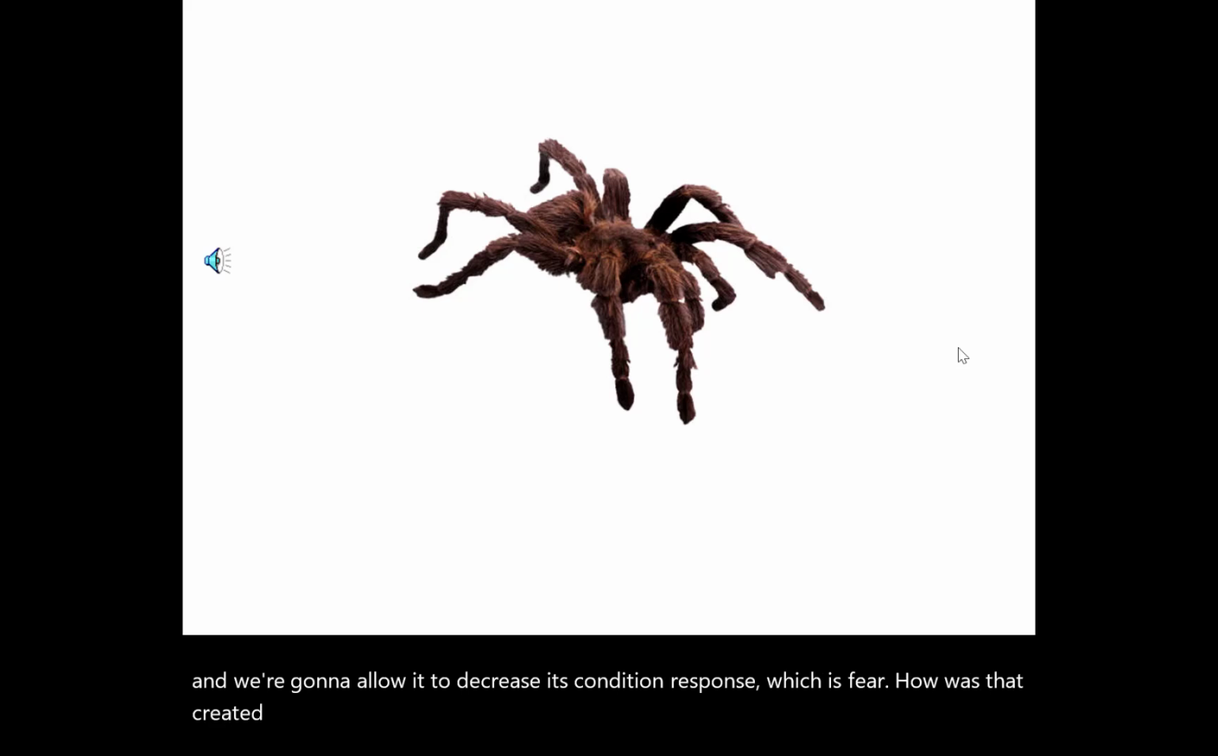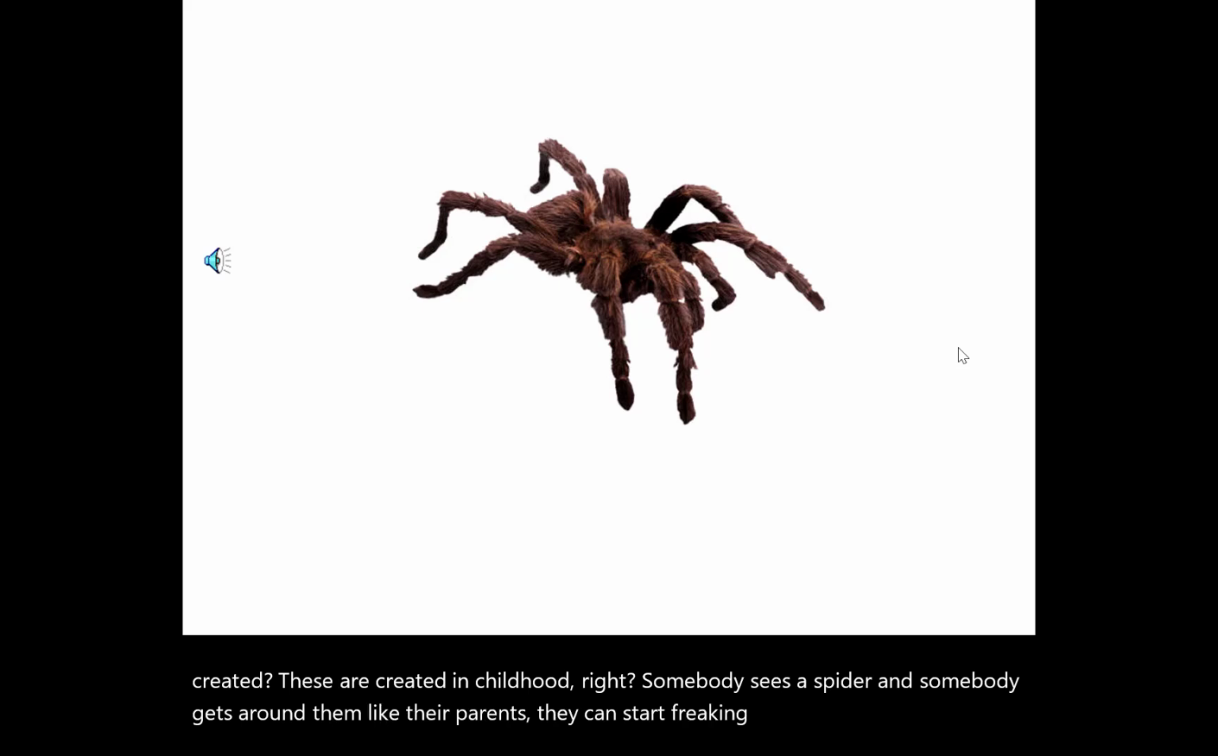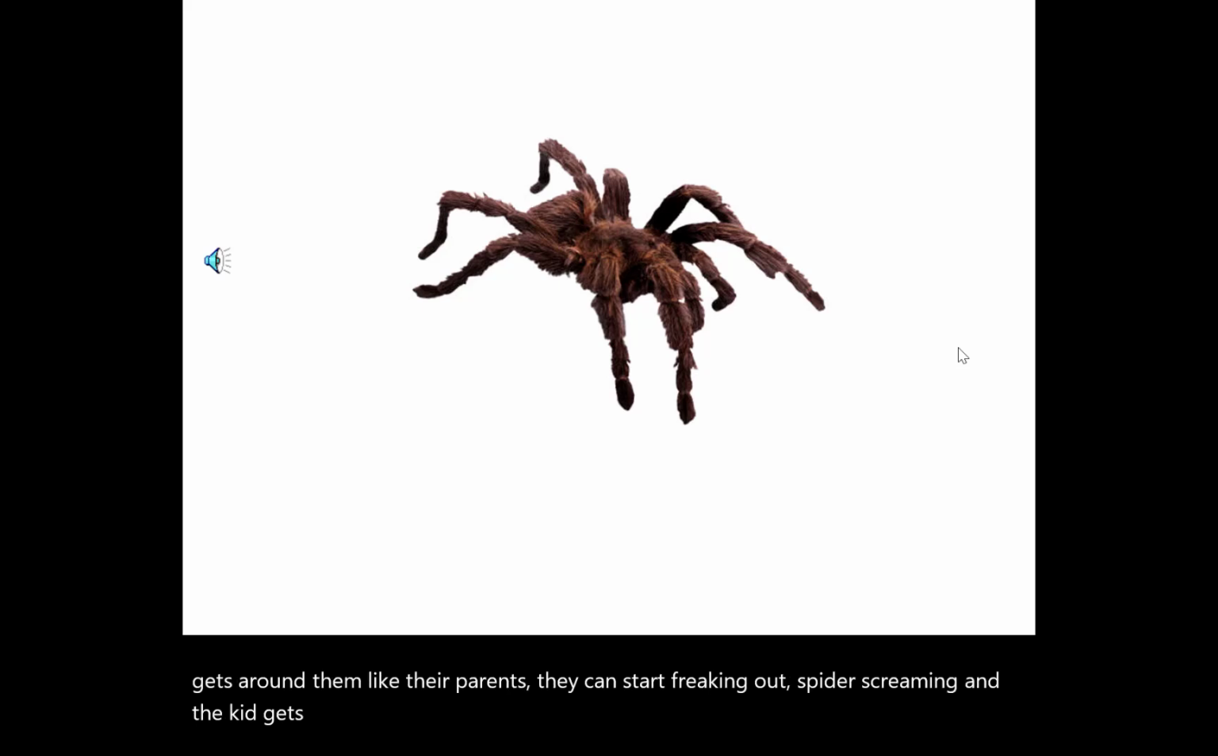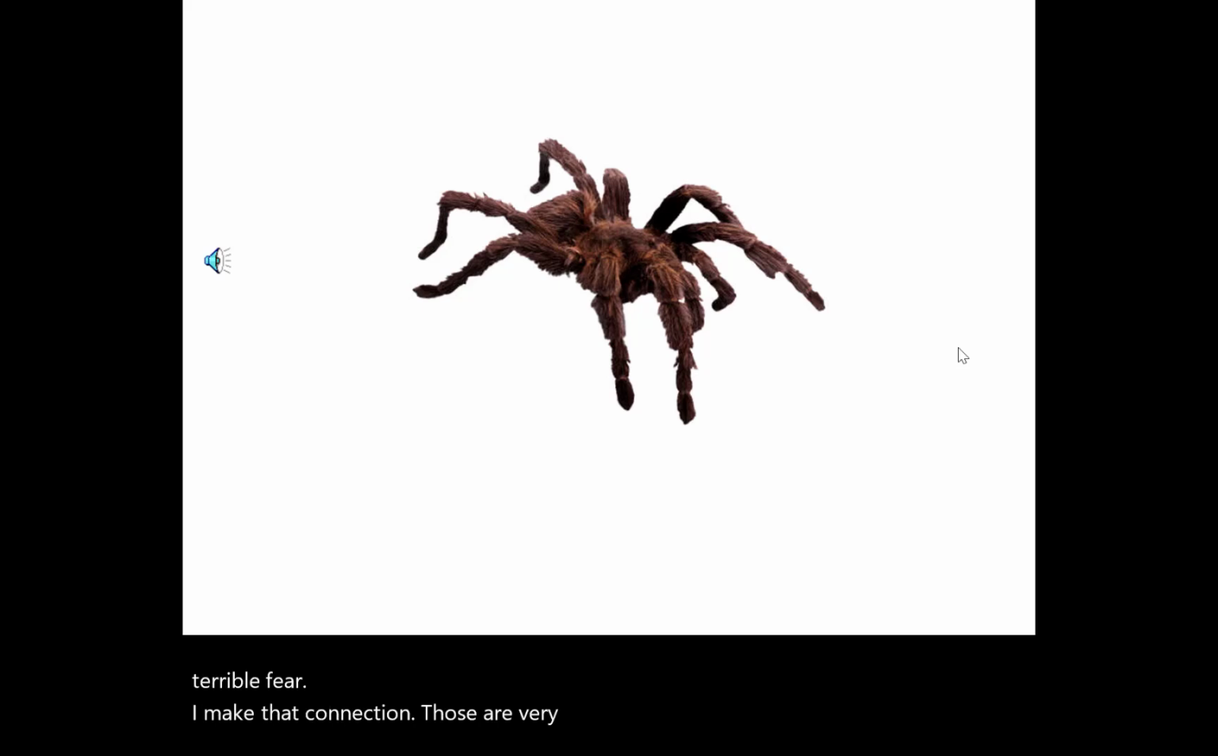How was that created? These are created in childhood, right? Somebody sees a spider and somebody gets around them, like their parents, they can start freaking out, spider, screaming, and the kid gets all scared. That's just association. I see a spider, I feel terrible fear, I make that connection. Those are very strong at an unconscious level.